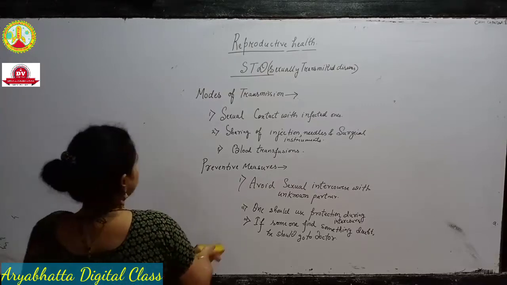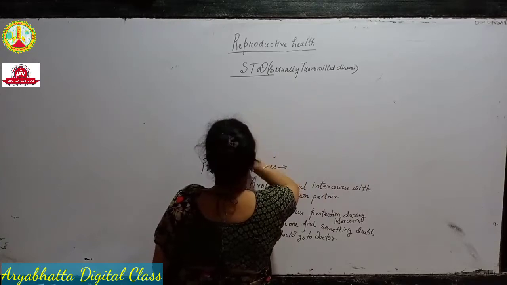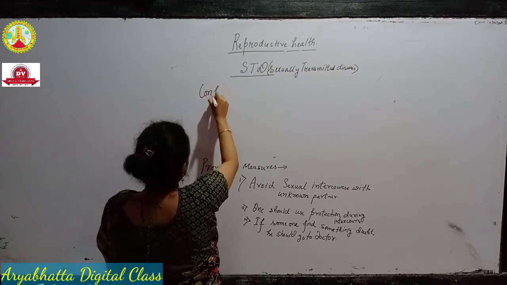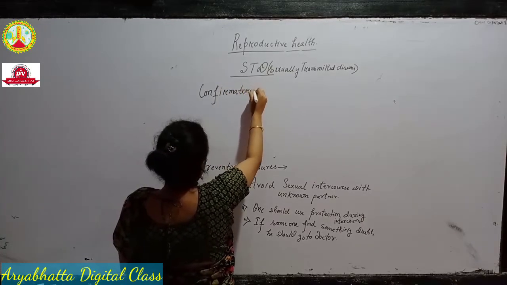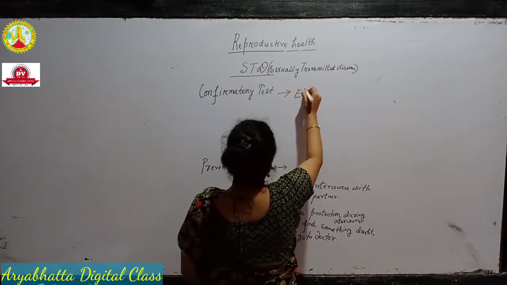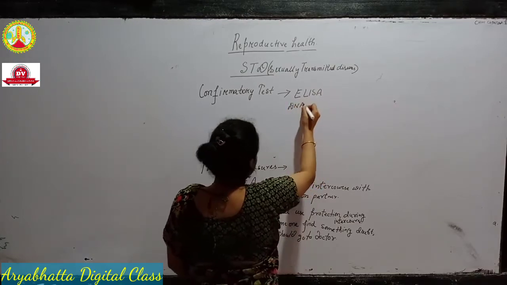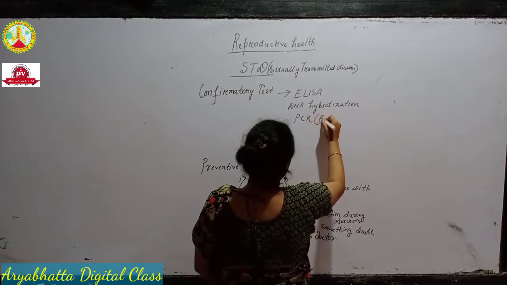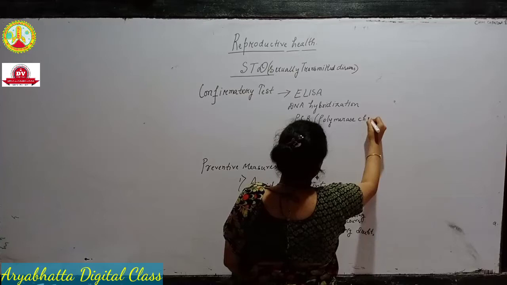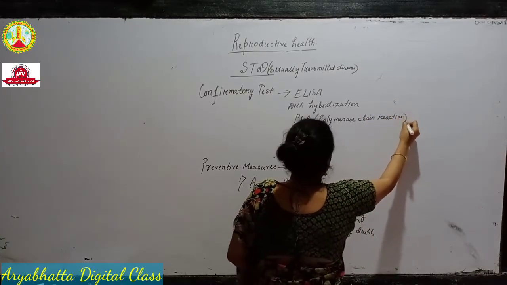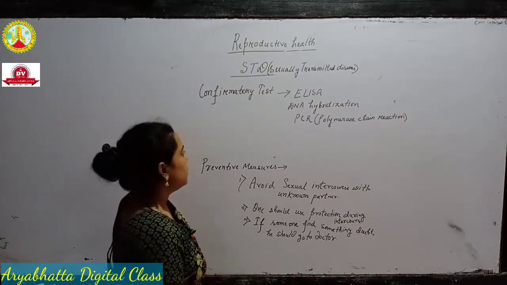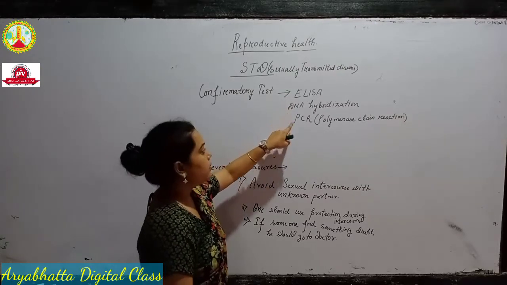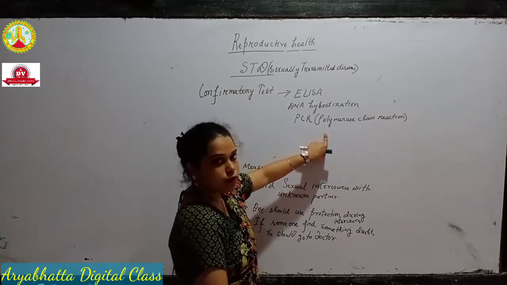So now we will see the names of some confirmatory tests by which we can confirm whether the person has the STD or not. Confirmatory tests. You have to remember just the names of the tests. No need to go for the details. There are 3 tests. Number 1, ELISA, enzyme linked immunosorbent assay test. Number 2, DNA hybridization, and number 3, PCR, polymerase chain reaction, meaning amplification of DNA fragments.